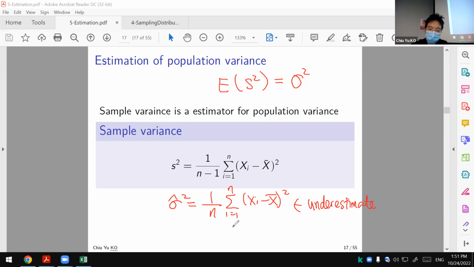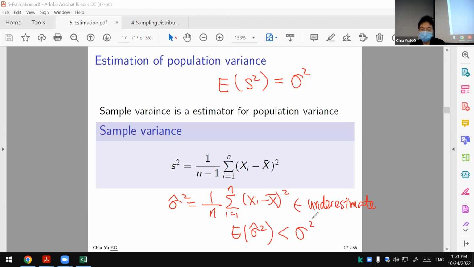So that means that this guy, if you do this, as I said, it's actually less than this guy, because you basically divide by n rather than n-1. We'll try to explain why you underestimate, but that is the main reason why we talk about that.